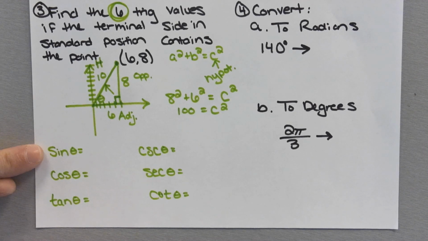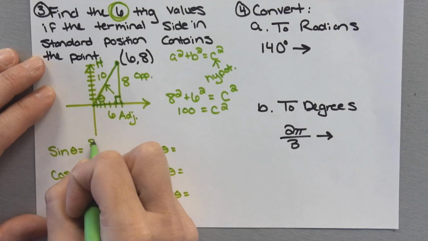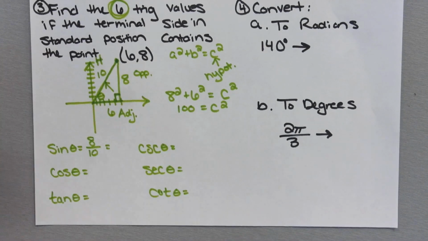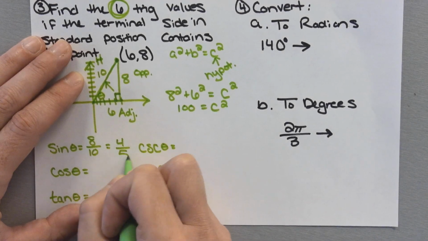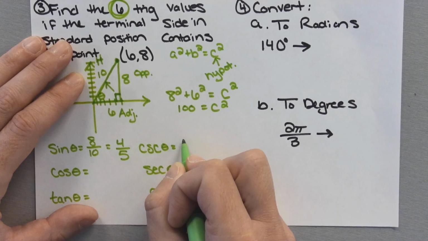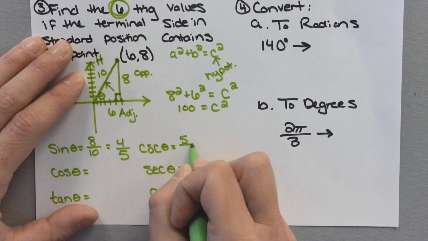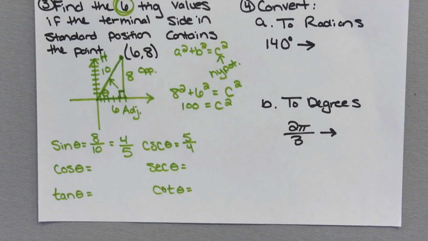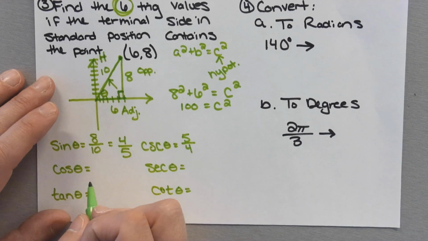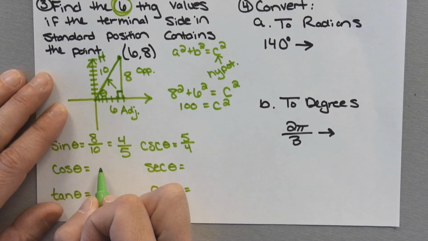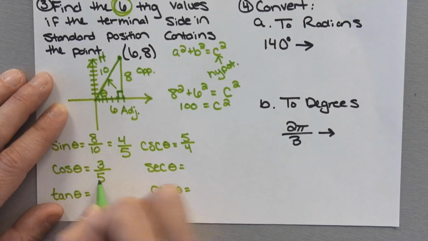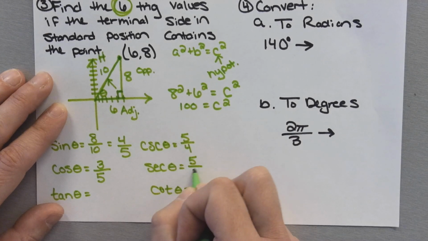Alright, sine is opposite over hypotenuse. My opposite is 8. My hypotenuse is 10. Should I leave my answer like that? No, because it's not reduced. What is it reduced to? 4/5. So then that means my cosecant is what? 5/4. So reduce it first and then flip. Alright, what's my cosine? What over what? You can give me the final answer. 3/5 once you reduce, which means my secant, 5/3.